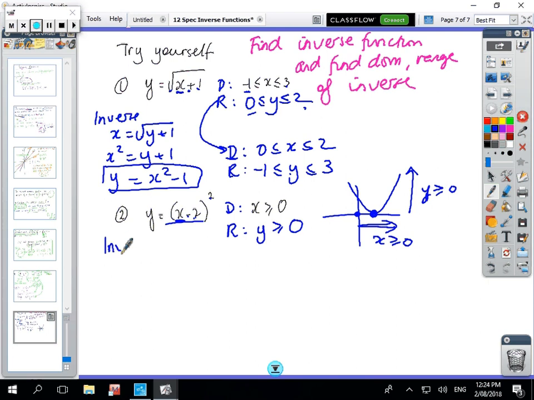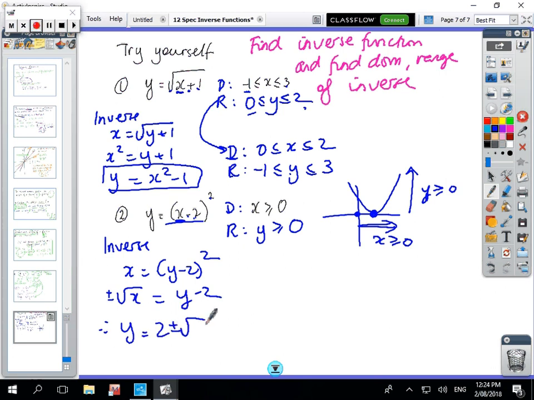Okay, so the inverse: x equals (y minus 2) squared. So plus or minus the square root of x equals y minus 2. So y equals positive 2 plus or minus the square root of x is your function. Don't forget, you've got an even power, so you have to put plus or minus in front. And the domain is going to be the same, because when you switch it, you don't have any changes.